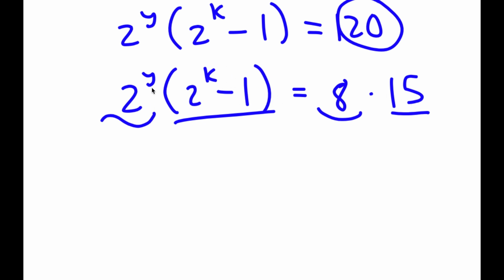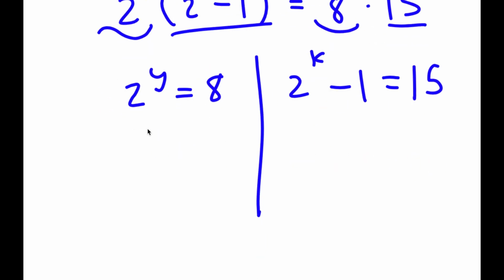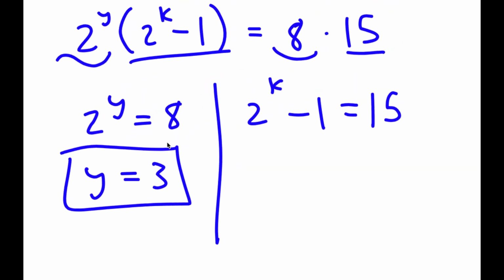So notice how this is in the form a number times a number is equal to a number times a number, meaning this number is going to equal this number, and this number is equal to this number. So now I have 2 to the power of y is equal to 8, and 2 to the power of k minus 1 is equal to 15. So for 2 to the power of y equals 8, y is going to equal 3, because 2 to the power of 3 is 8. So that's our solution for y.